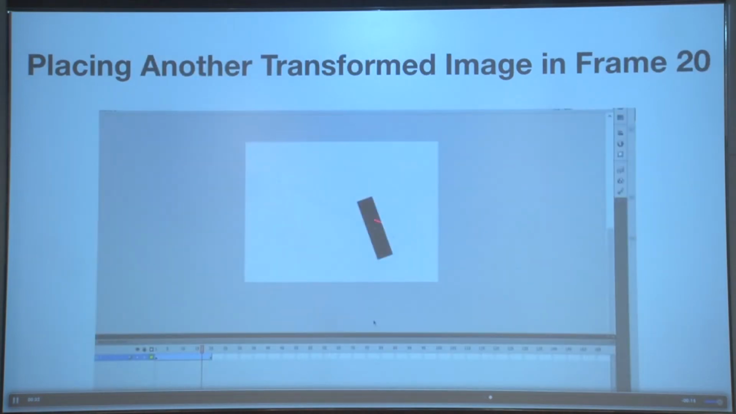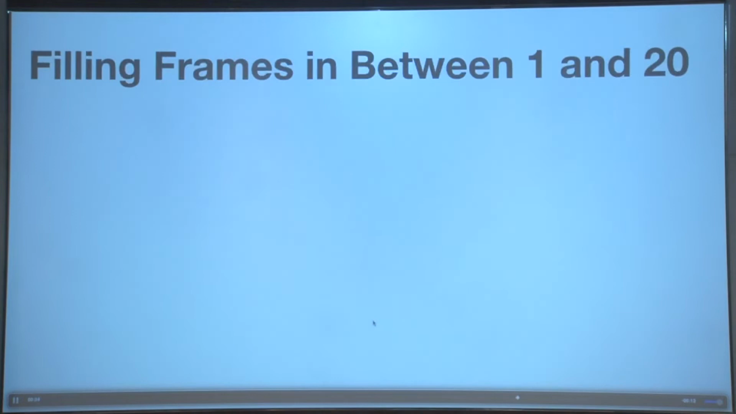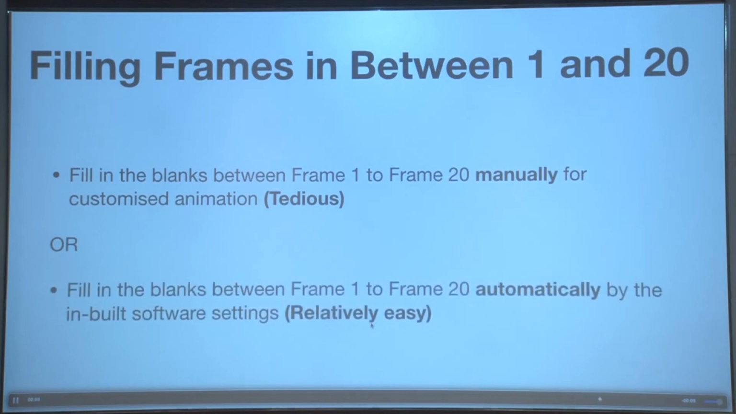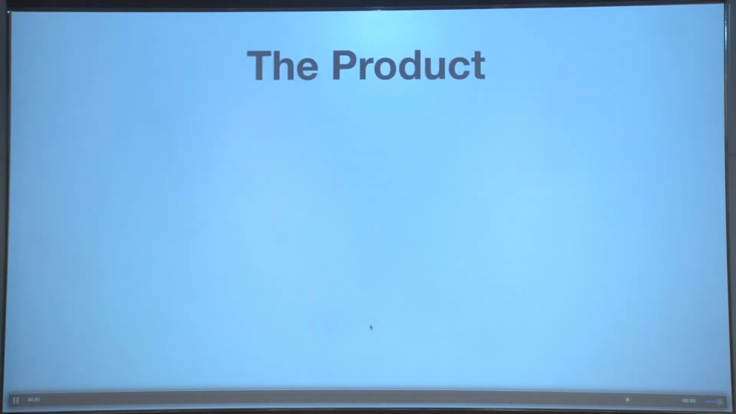In frame 20, it is in a different axis. The software can automatically move it from one frame to another in its own way, or you can choose your frame 1 to frame 20 on your own. So in the end, you'll have a product like this, which is moving from point A to point B.